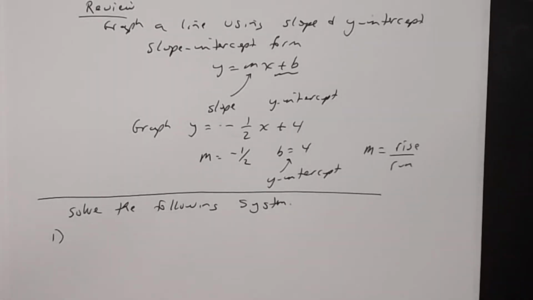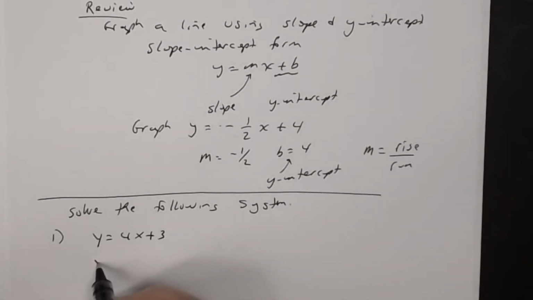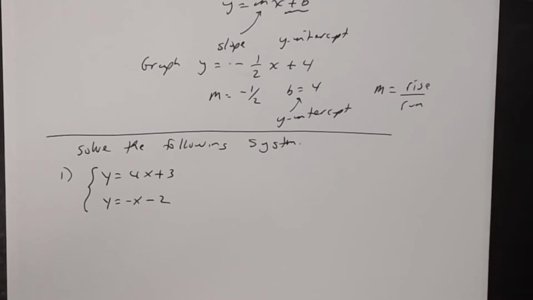Okay, so number 1. So let's suppose we had y equals 4x plus 3 and y equals negative x minus 2. So we're going to solve the system. Now, sometimes the notation will look different depending on your textbook. So sometimes it'll look like this. Sometimes it may look like this, like a brace to indicate a system. All right. So you'll notice that in this lesson, I'll use both. Just to remind you, depending on the textbook you use, some will have a brace, some won't. Okay, but they will say solve the following system.